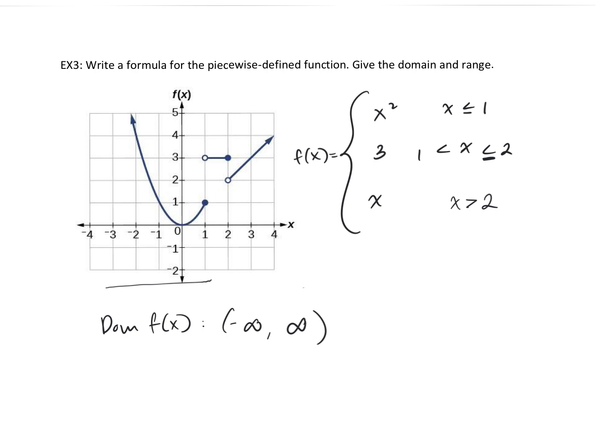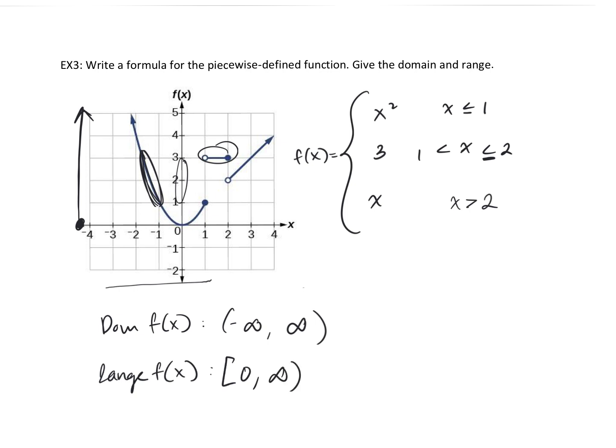Next, let's go ahead and do the range. Range again are my y values, so we're looking for those here. So we start at 0 for my y values, and it continues all the way up. Even though I don't use these points for this part of the graph, I still use them here. So again, we're just making sure that our points are used somewhere along the line. So the range is going to be from 0 to positive infinity, and that is it.